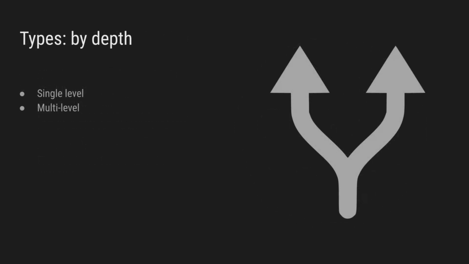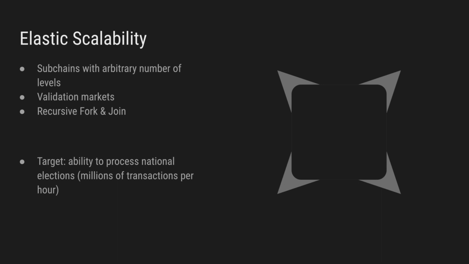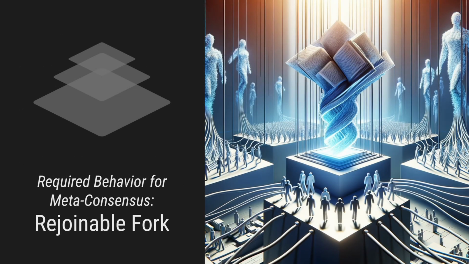And of course, this system can be single level or multi-level, can be bridged or not bridged, and the outcome is elastic scalability, subchains with arbitrary number of levels, and you will also have validation markets and recursive forks and joins. The target purpose for all of this is to attain the ability to process national elections, millions of transactions per hour. And this is the roadmap for our present and future work.